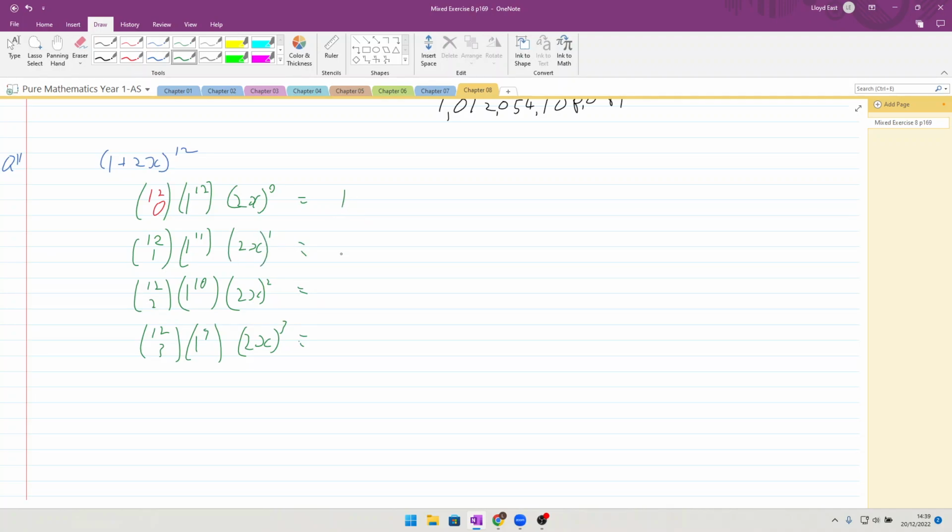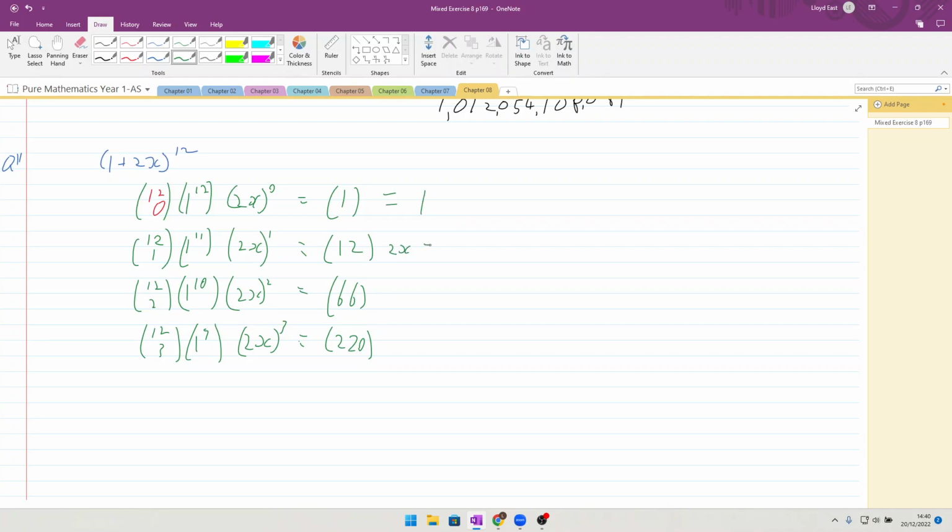Okay, so that whole thing is 1. Okay, so 12C1 is 12. 12C2 is 66. And 12C3 is 220. I'm not going to write in the times 1 for each one because 1 to the power of 9 is still 1. Okay, and then we have the 2x, which is just the 1, times 2x, so that equals 24x.